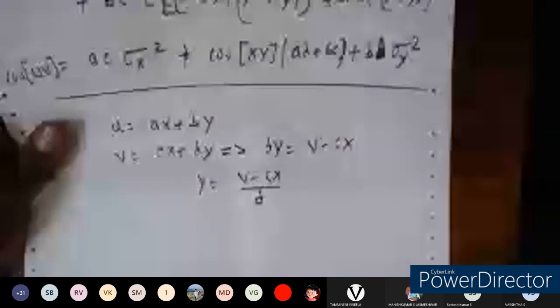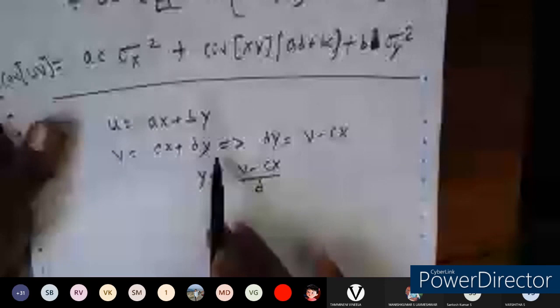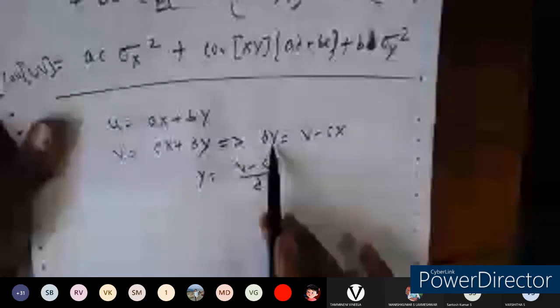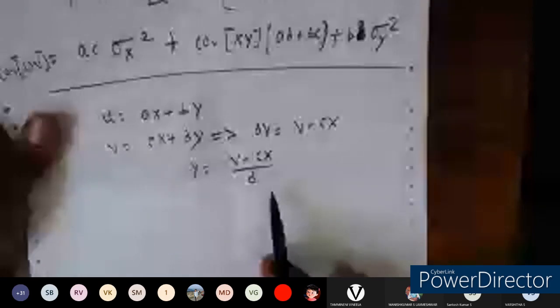So we have u equals ax plus by, and v equals cx plus dy. From this one, I am solving for y here. So y is nothing but v minus cx divided by d. Done, right? You got it?